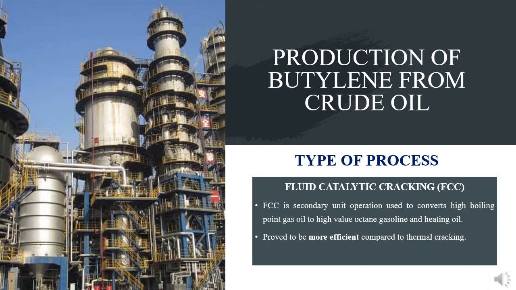We'll continue the presentation on the production of butylene from crude oil. Basically, the process involved is fluid catalytic cracking, or known as FCC. It is used to convert high boiling point gas oil to high value octane gasoline and heating oil. It has also been proved to be more efficient compared to thermal cracking.